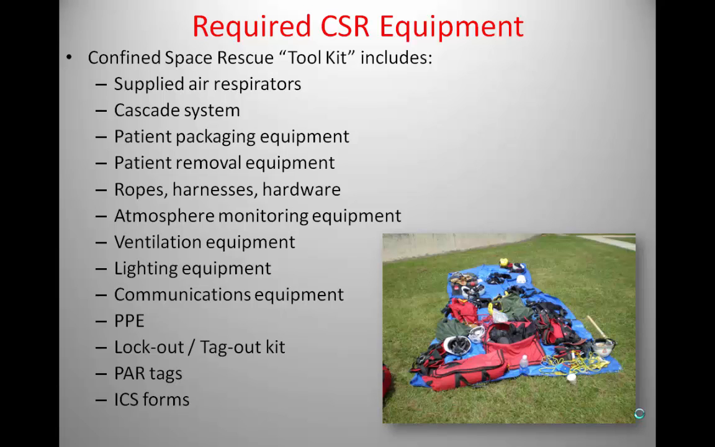Patient packaging, patient removal, you'll see some examples of it through the presentation. Ropes, harnesses, hardware. Again, most of confined space rescue is rope rescue. Our atmospheric monitoring equipment is just our common air gas meters. One thing to mention about this, and this has been a common issue, I don't want to call it a mistake, but a common issue in the past, is when people go to put the pump on the air monitor, some have looked at the calibration cup that we commonly use every day for calibration, and they put it on the monitor to serve as the attachment point for the tubing. That is not sufficient. That's just a calibration cup.